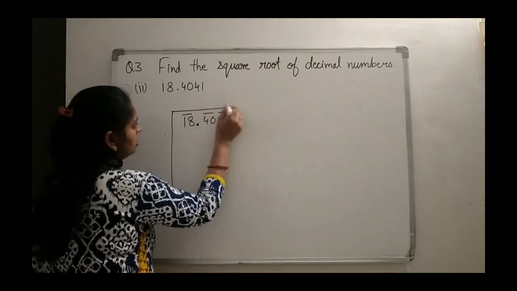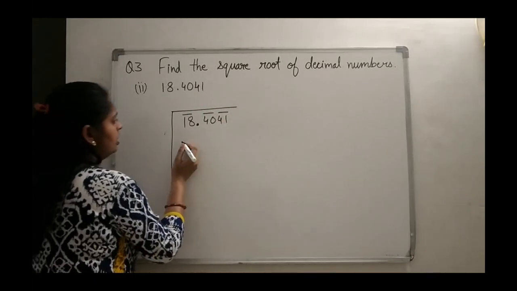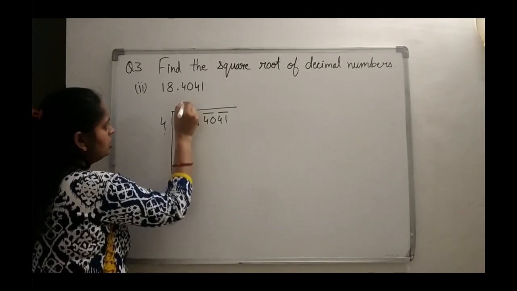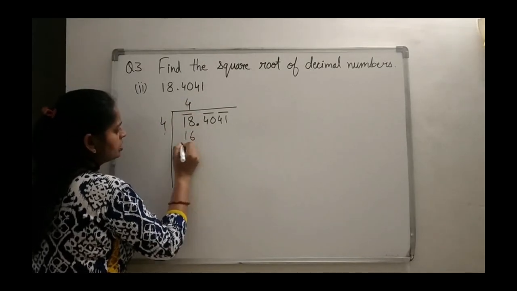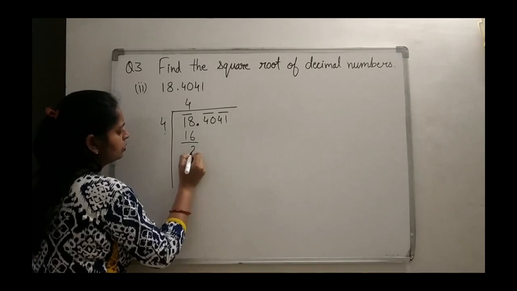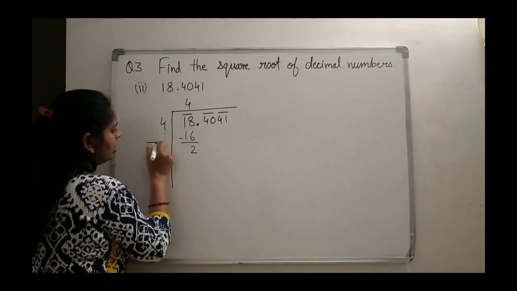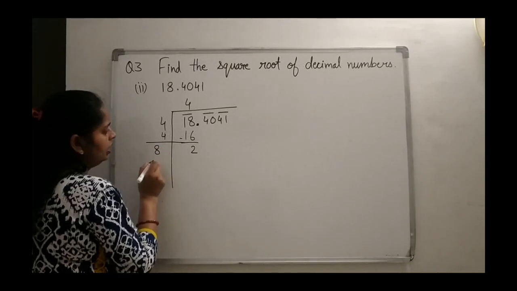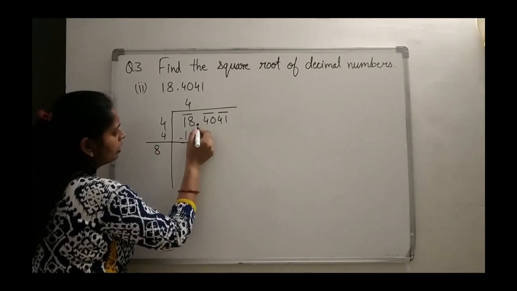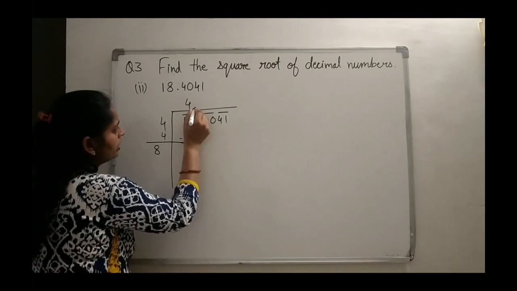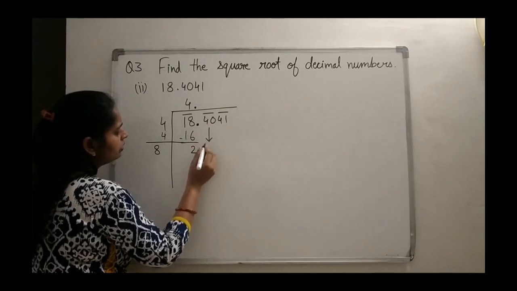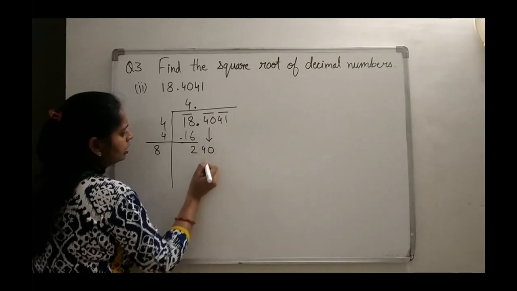So let's do it. 18 is there. So the nearby square number is 16. So 4 4s is 16. What is left? 2. We'll subtract it and bring it down, and here 4 plus 4 will give you how much? 8. Now we got a decimal point, so one decimal will come here and then the next pair. What is the next pair? 40. 40 will come down.